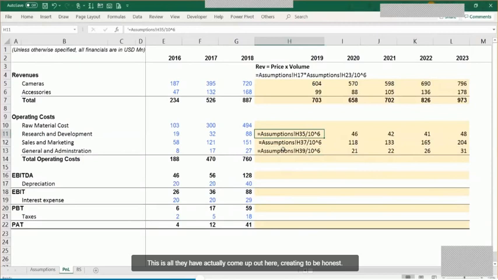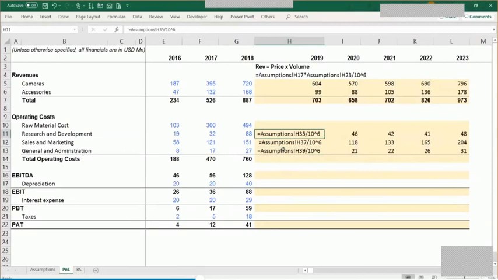So creating the P&L, to be honest, is pretty simple. The balance sheet requires a bit of juggling. The revenue and operating costs are not that difficult. Fair enough.